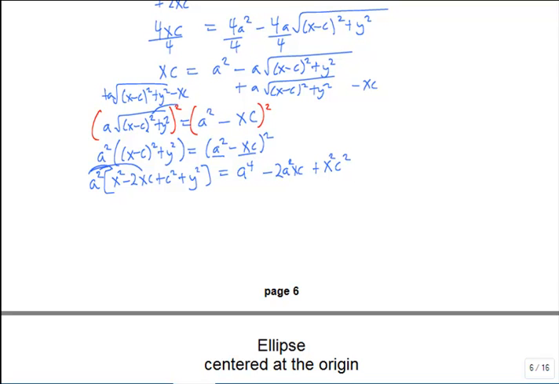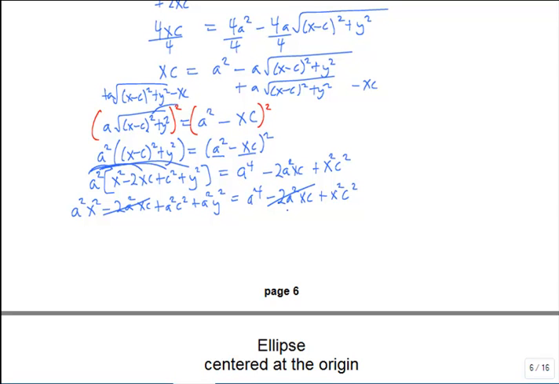Now let's distribute our a squared across to all 4 of these. So I have a squared x squared minus 2a squared xc plus a squared c squared plus a squared y squared. Now if we're lucky, maybe something will cancel out. Our negative 2a squared xc is the same on both sides, and they're both negative, which means they will cancel out when I add that term to both sides. So those do cancel out. Unfortunately, that's all that cancels out.